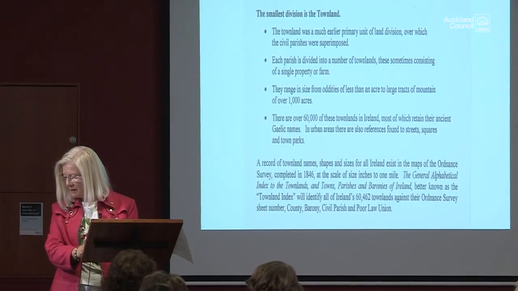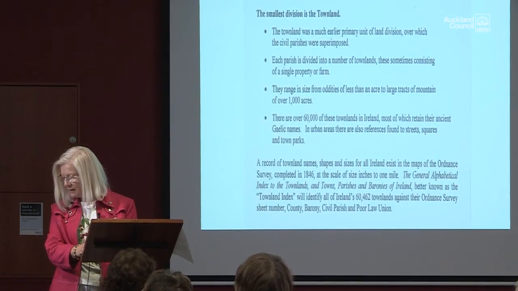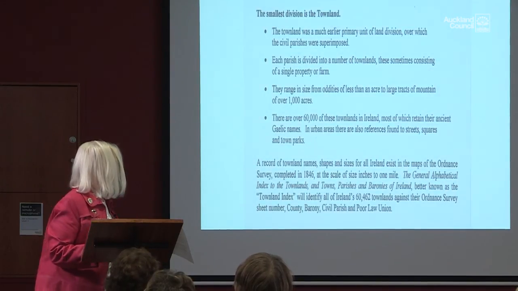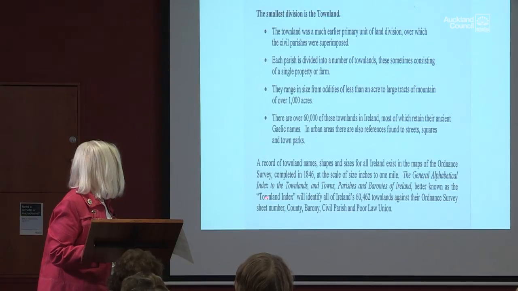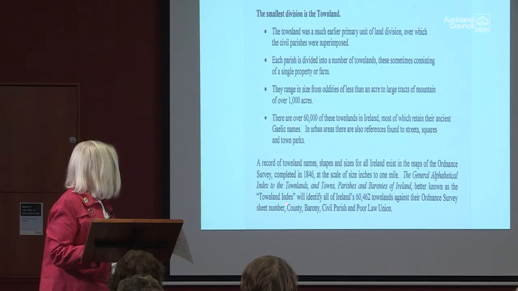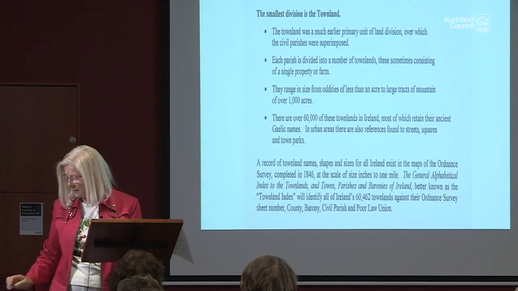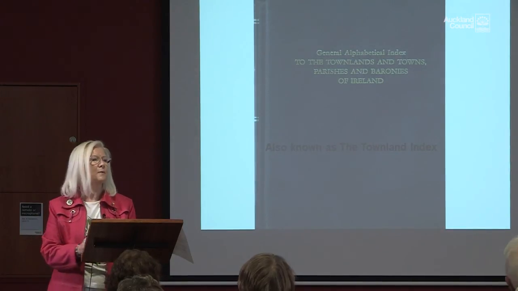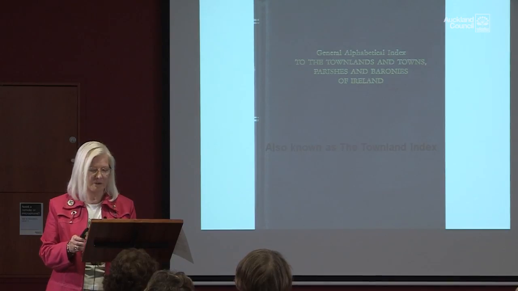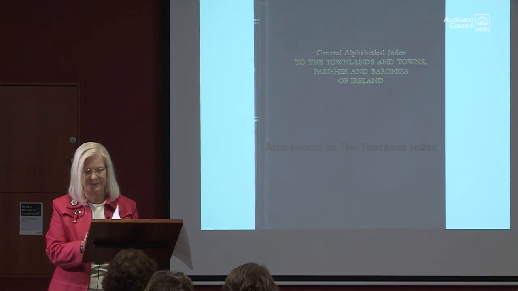So here we come again to the smallest division in Ireland, the townland. At the bottom of this particular slide, we're talking about the Ordnance survey completed in 1846 and the general alphabetical index to the townlands, towns, parishes and baronies of Ireland. This book is in the library here at Auckland, and it's commonly referred to as the Townland Index. This is what the book looks like, and Susan's here this afternoon, and Susan was just using it before with a little bit of direction.